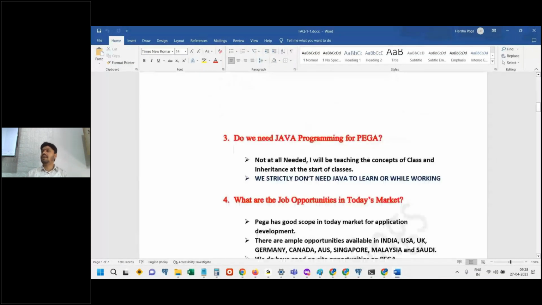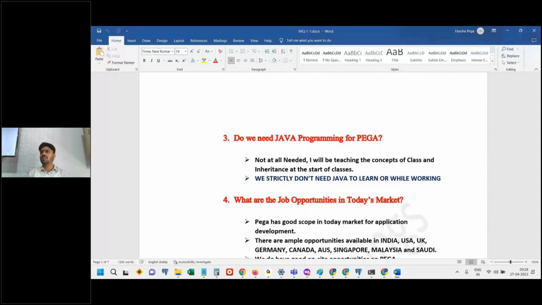Do we need Java programming for PEGA? Some people have this question in their mind: to learn PEGA we need Java. That is wrong. That was long back. Long back we needed Java programming, before version 6.1. Yesterday also I mentioned the same point. You may have to write a little bit, but not now. Even if you are a Java expert and you write it, the client will not accept it.